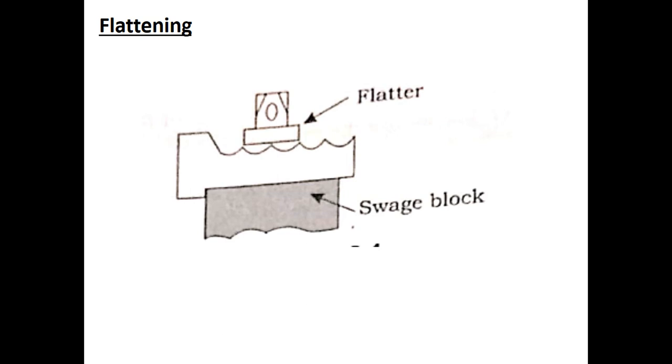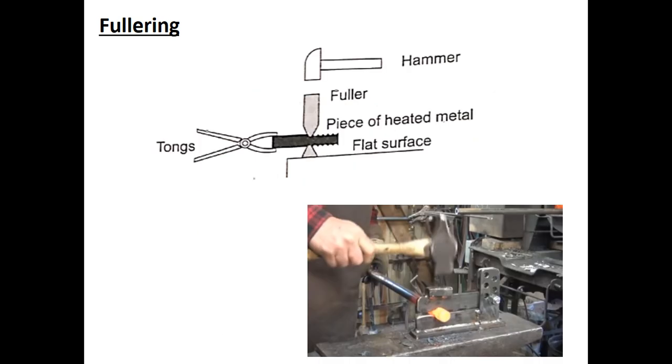So another important operation is called fullering. You can see that the picture will easily give you an understanding of what is meant by fullering. Fullering is the process of reducing the cross-sectional area of a portion of a workpiece. And again, here it may be something similar to a drawing down operation. However, the tool used is different.